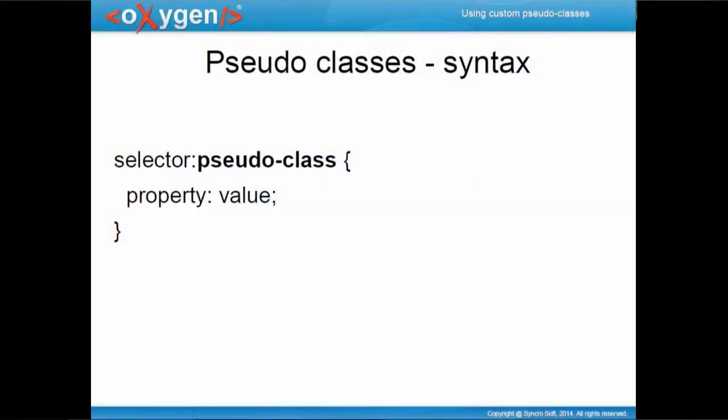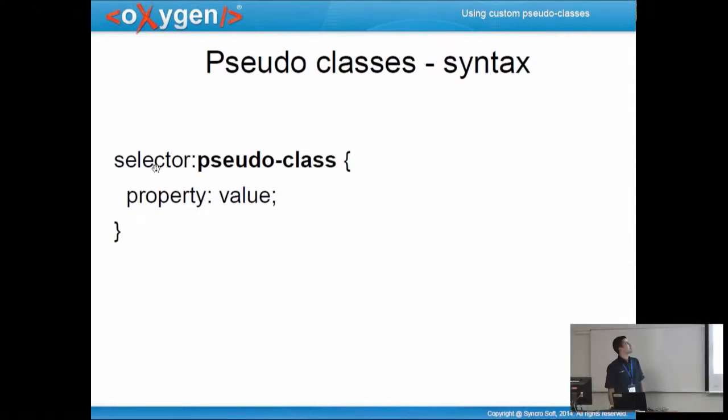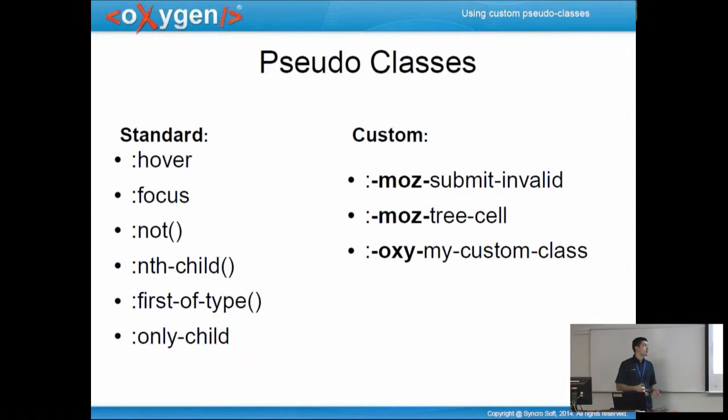So a CSS pseudo-class looks something like that. You have the selector and then the pseudo-class. And basically the pseudo-class tags that element with some meta information that is not present in the document. So it's a characteristic of that element. And there are standard pseudo-classes like hover and focus that I've used in my previous presentation, and many more, like not and nth-child and first-of-type.